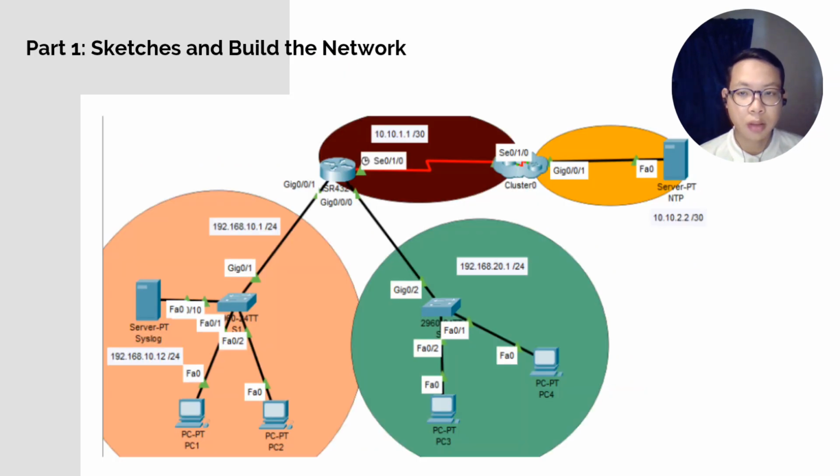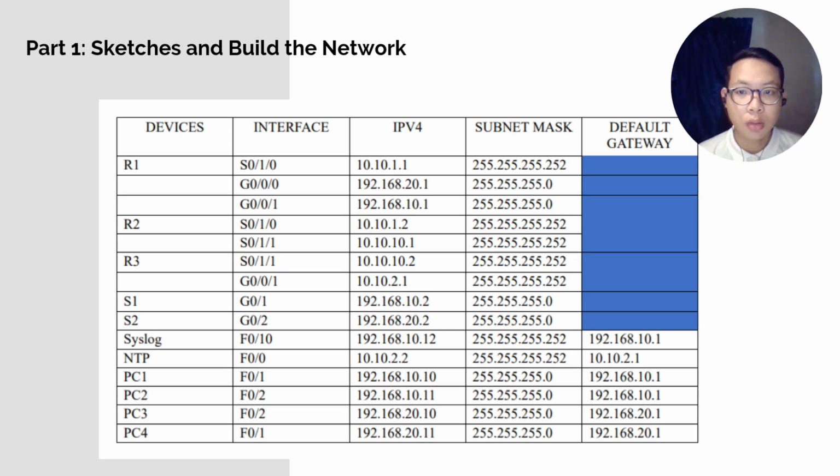For this practical exercise, we have to sketch and boot the network. As you can see here, we have included 2 servers, 4 PCs, 2 switches, and 3 routers. Before we do any configuration to our network topology, we have created an addressing table for the devices. As you can see, each device has an interface, the IP, subnet mask, and also the default gateway.